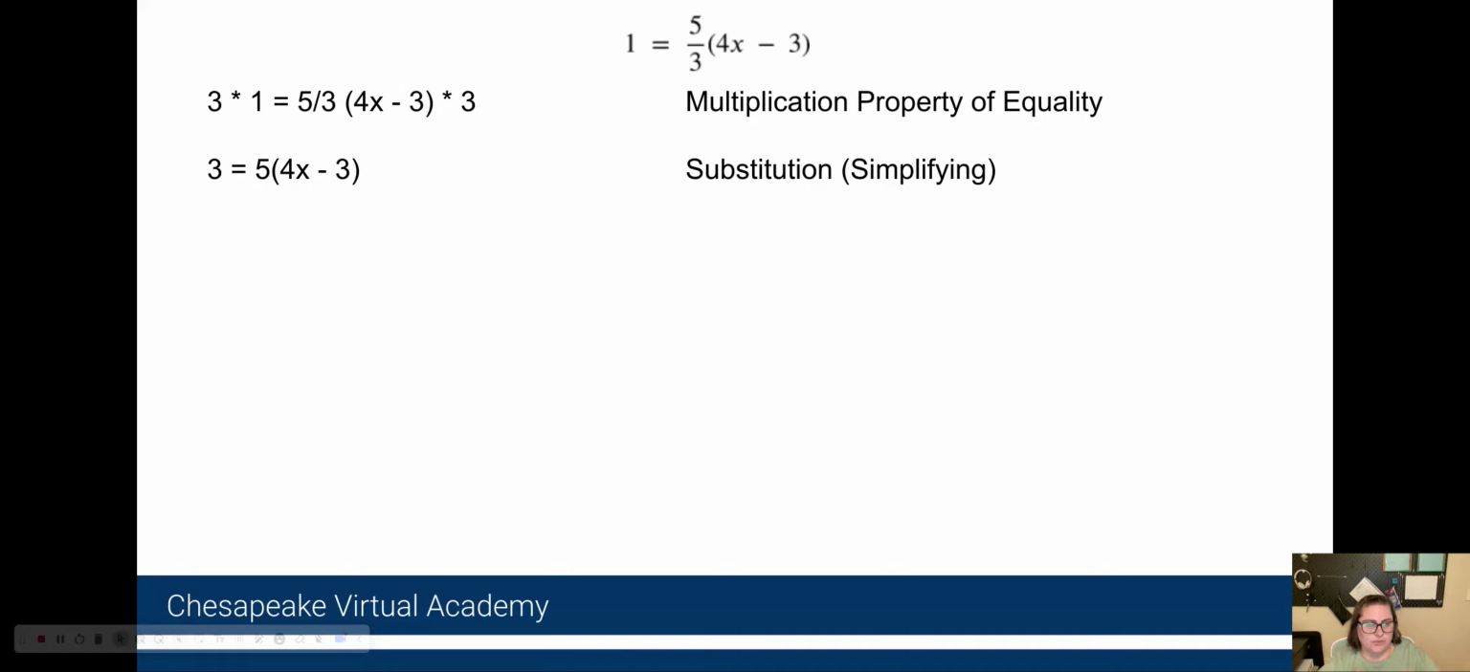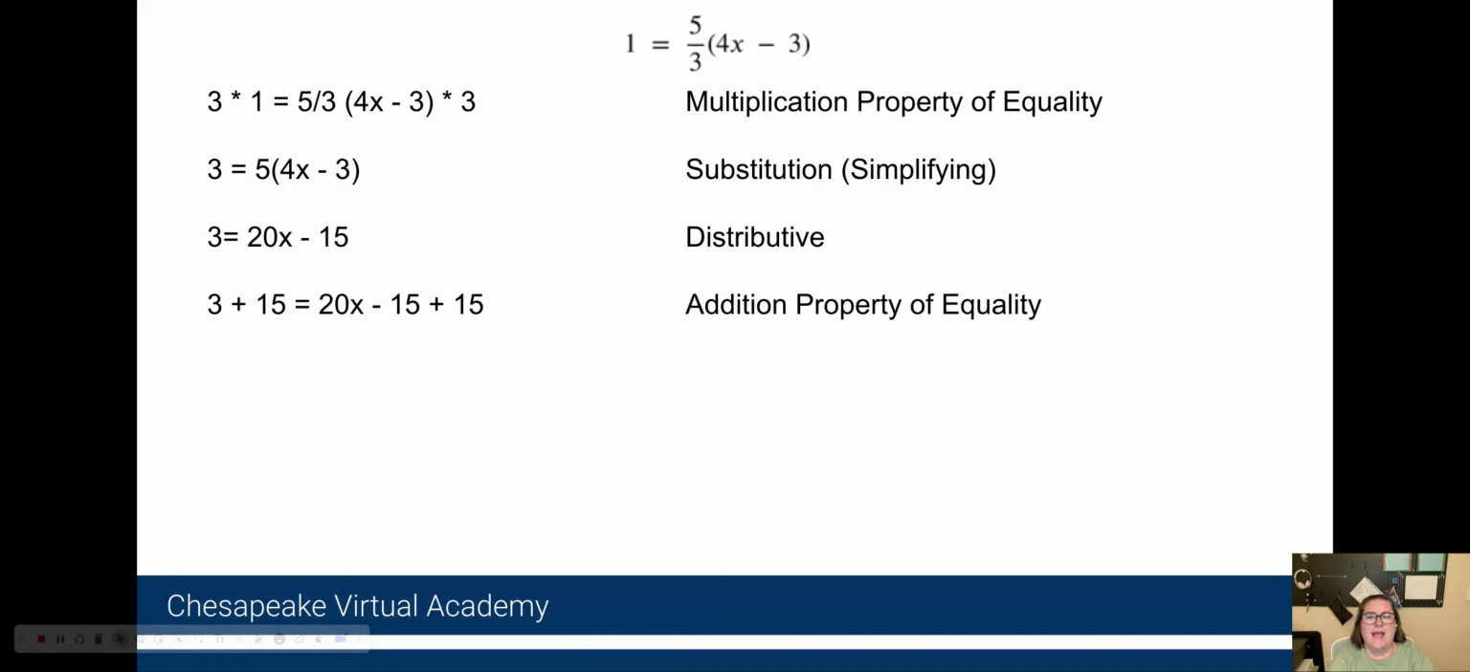I'm now going to distribute that 5. So I have 3 equals 20x minus 15. We are undoing the subtraction, so we're going to add 15 to both sides. And that's going to give me 18 equals 20x. And then I'm going to divide by 20.